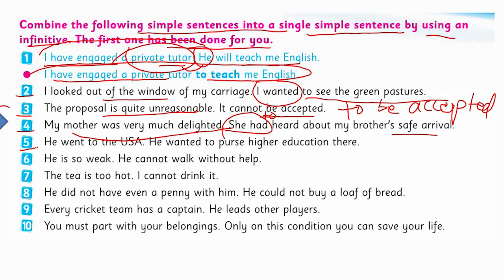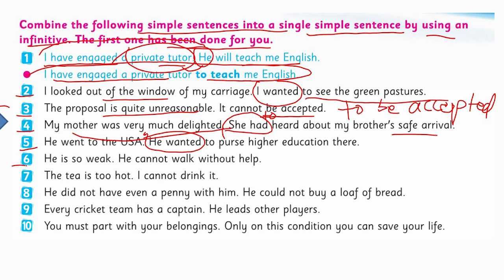The fifth one, he went to the USA. He wanted to pursue higher education there. He went to the USA to pursue higher education there. He wanted को आपने रिमूव कर देना है. ये आपका सेंटेंस बन गया एक.